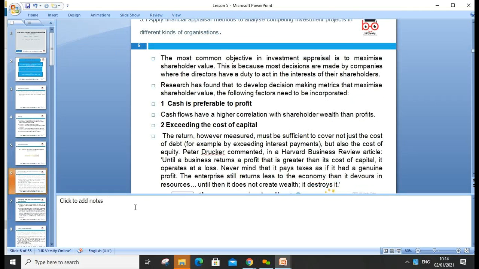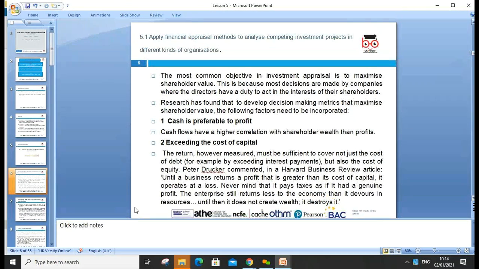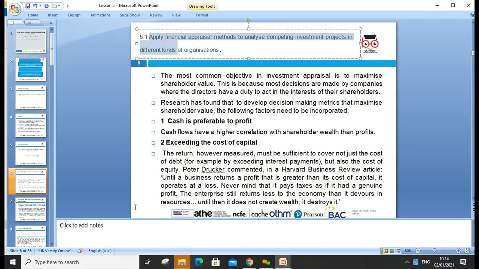Okay, we'll go through it. Today's lesson is investment appraisal, and we're looking first at 5.1: apply financial appraisal methods to analyze competing investment projects in different kinds of organizations. That will help your assignment, because the next lesson will be the assignment discussion session. In investment appraisal we can use different methods.